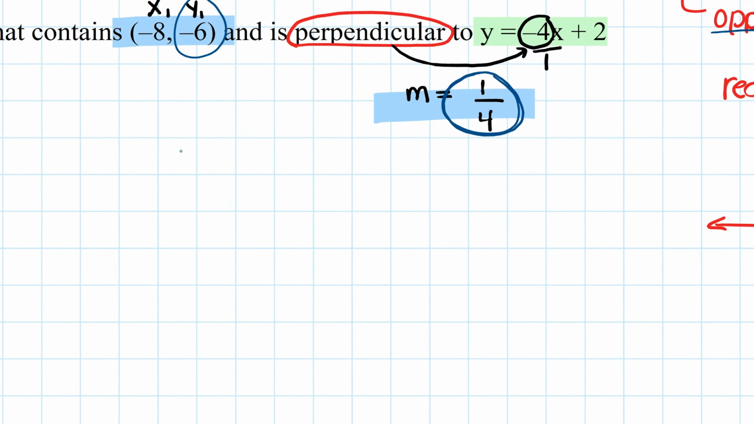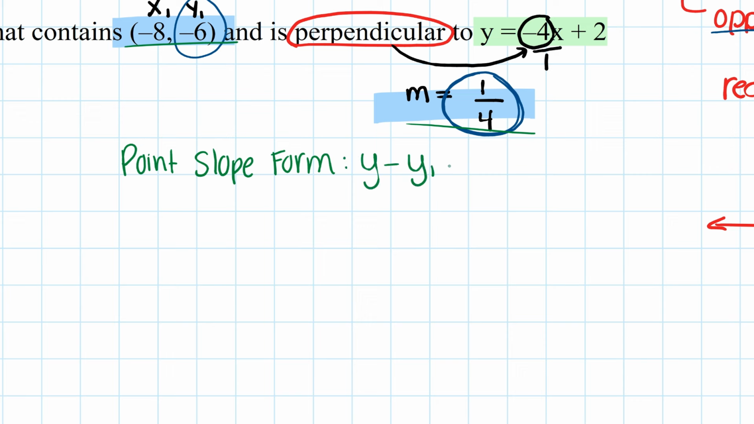So since I have a point and the slope, it's best if I write this equation in point slope form. So let me go ahead and write what the general form for point slope form is. And on here, I'm going to highlight the three parts that we're going to replace with some values. So y sub 1 is -6. M is 1/4. And x sub 1 would be -8.